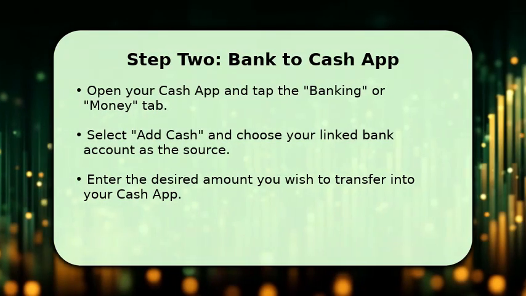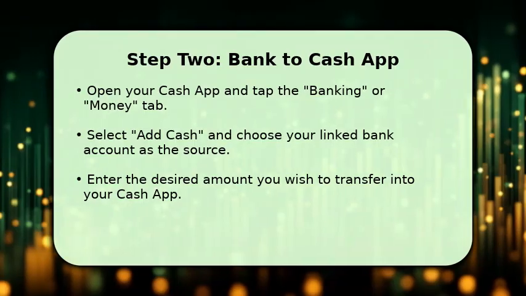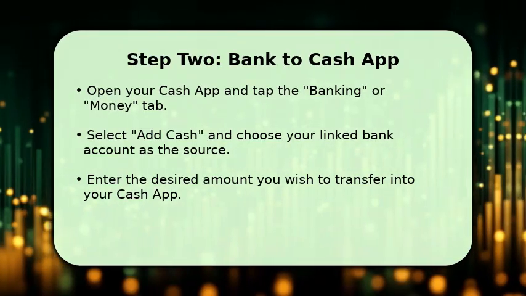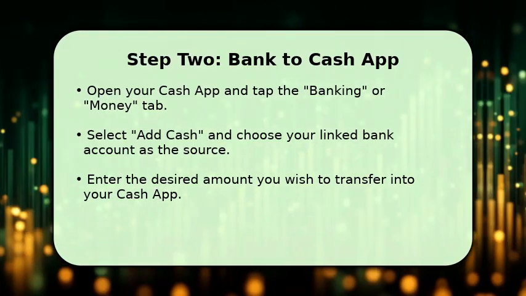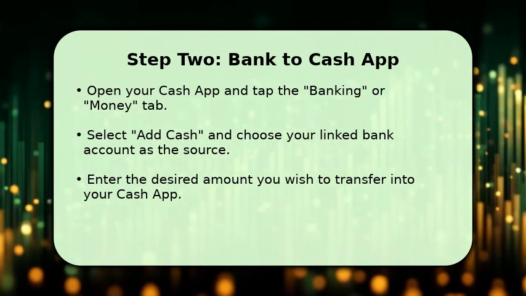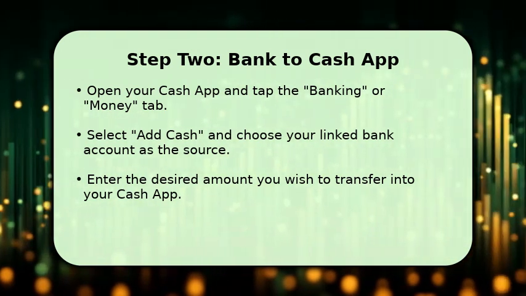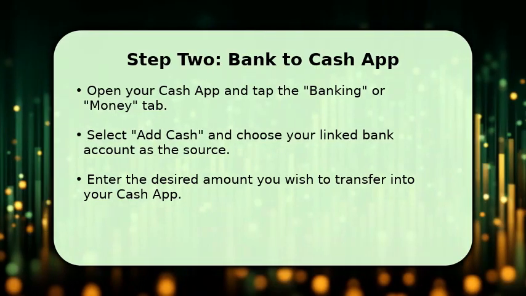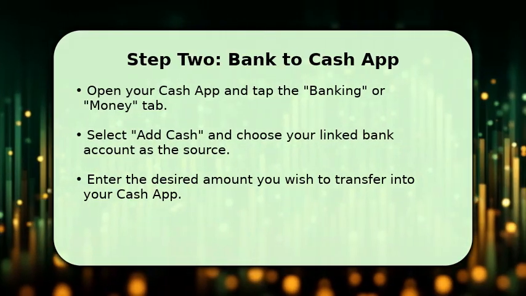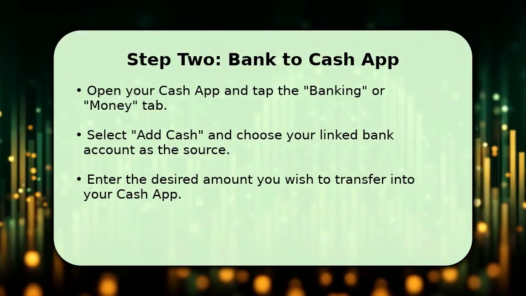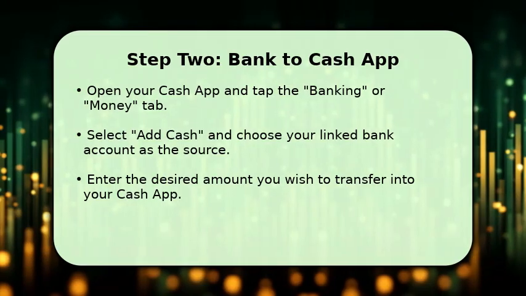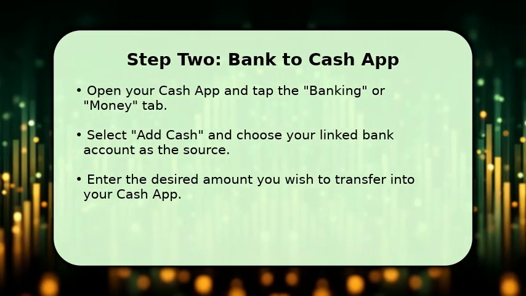Once your money is in your bank account, open your Cash App. Tap on the Banking or Money tab, then select Add Cash. Choose your linked bank account as the source for the funds. Enter the exact amount you want to move. Most transfers from your bank to Cash App are instant, meaning your money will be available for use within moments. It's a quick and seamless final step.